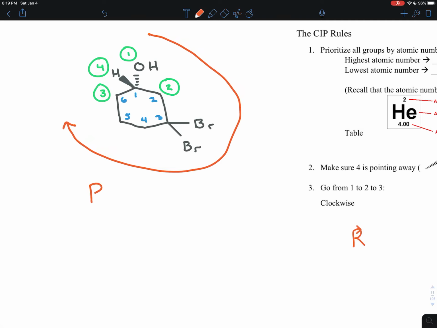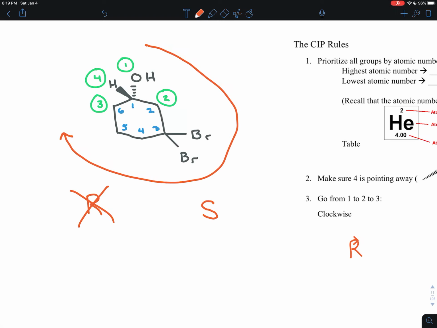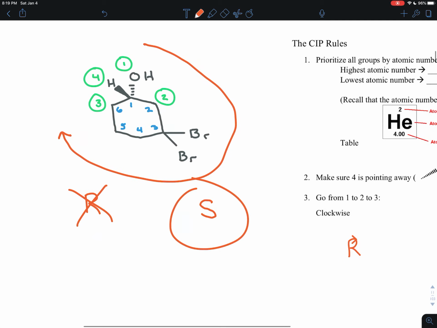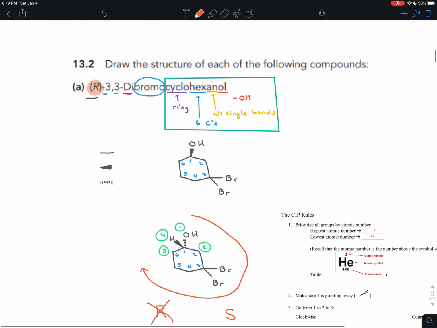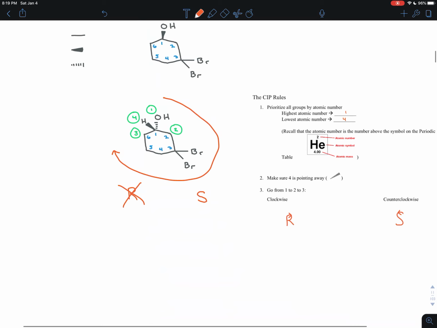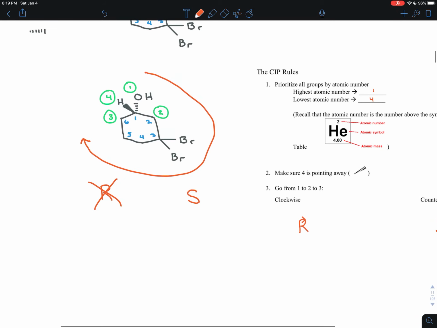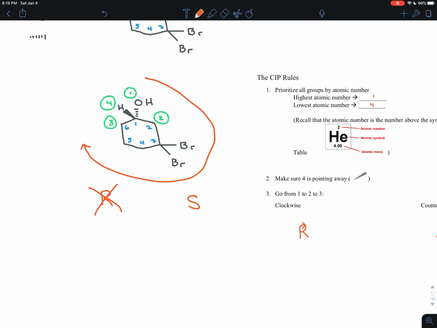Here we're going clockwise, so it looks like it would be R, because as you go from the top to the bottom of an R, you go clockwise. But because 4 was coming toward us, we switch it. So it's actually S. And that's what you do if 4 is ever coming out at you. If 4 is coming out at you, go from 1 to 2 to 3, see what you would get, and switch it. So that is an S chiral center. What we wanted was an R chiral center. And so this is not going to be the drawing for this molecule.